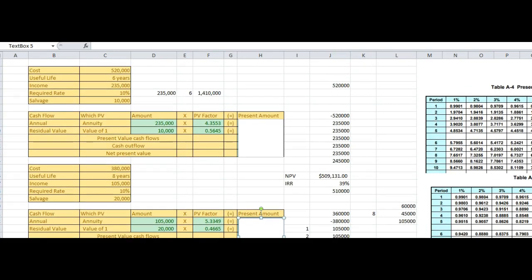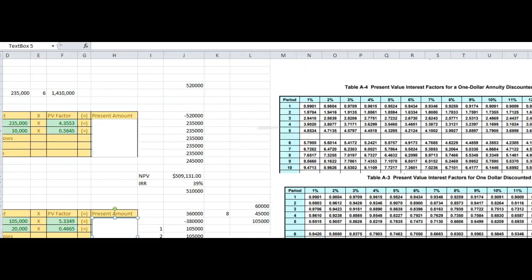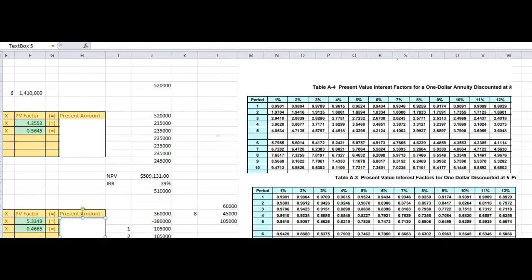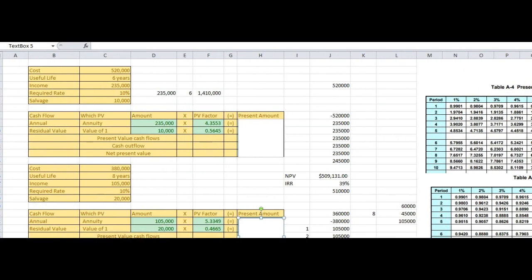One is manually by using present value tables, which can get confusing, so just hang on to it. Or two, by using Excel and letting Excel do the number crunching. And you'll notice up here I've used a function, and it's showing up in the formula box here. And I'll explain this when we get to it. But first, let's do it the manual way.